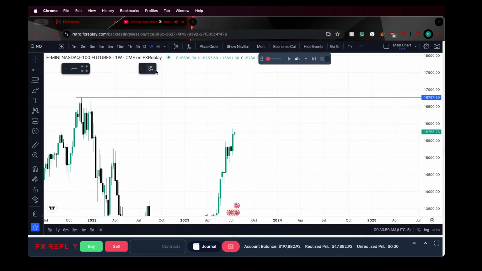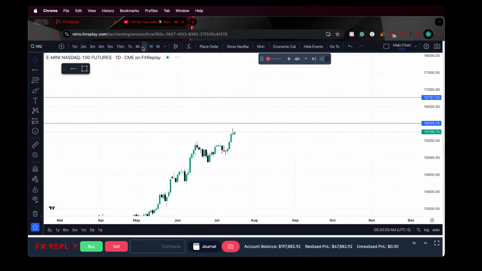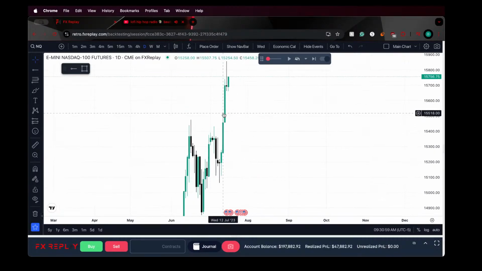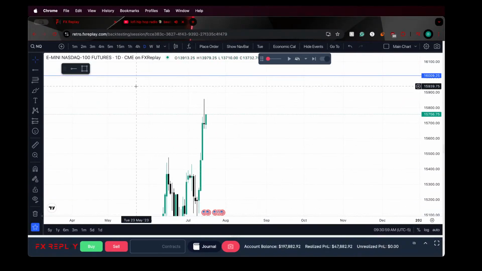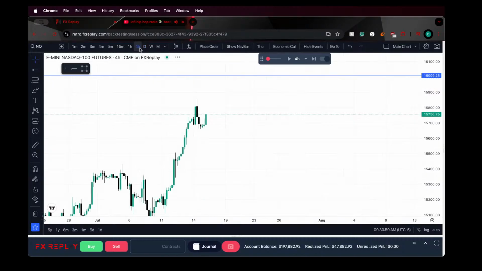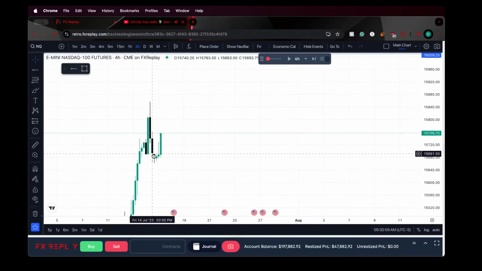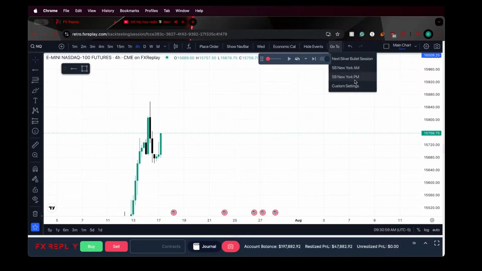On a weekly basis, we have this inefficiency over here. On a daily basis, we have all these lows over here, and then inefficiencies. We go on a 4-hour basis. Let's see if we want to respect this 4-hour inefficiency, and it's Monday, so let's go ahead and just go to the PM.